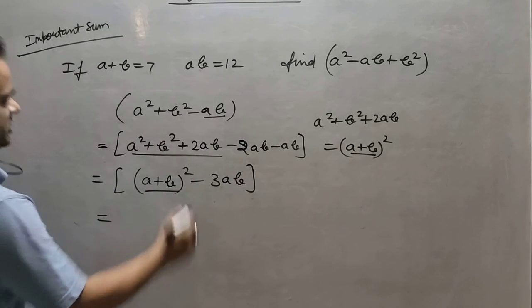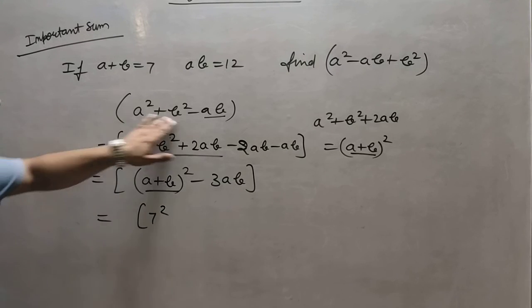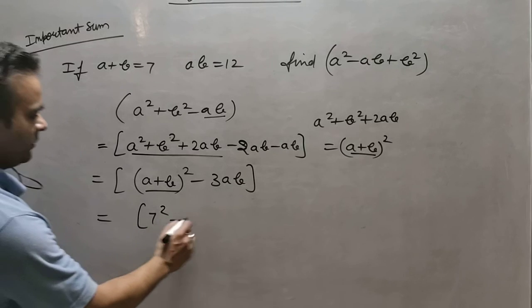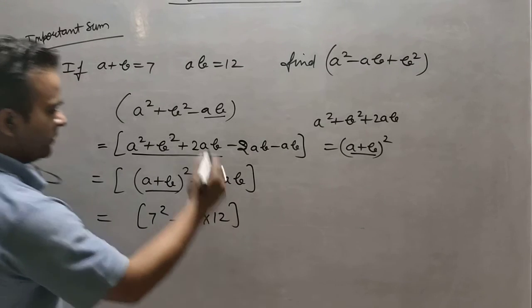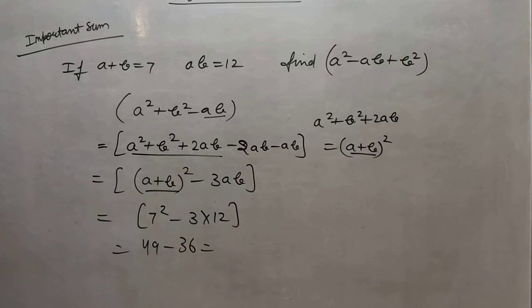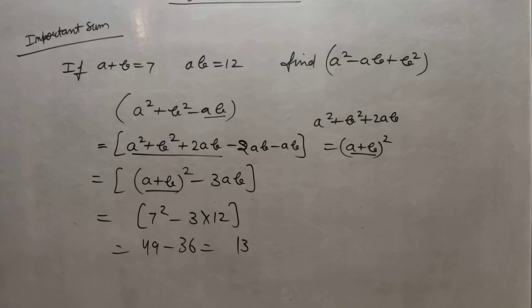Now what is a plus b? 7. Now we can put the value of a plus b here, because we cannot put it in a square plus b square directly. And what is 3 into 12? 36. So it is 49 minus 36. So now 13 is the answer. Clear? So I hope this particular identity part is clear to you.